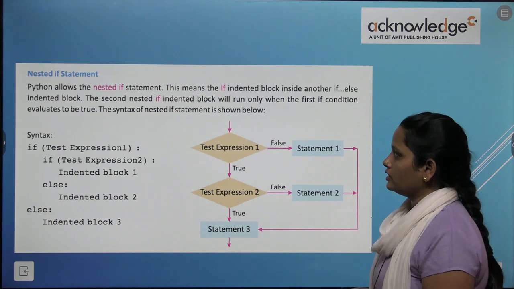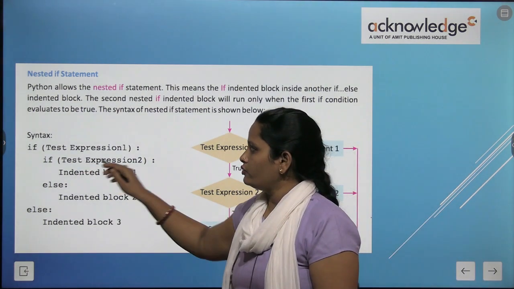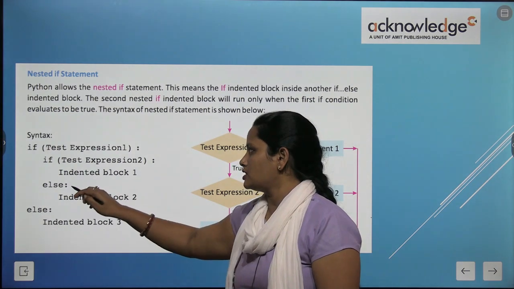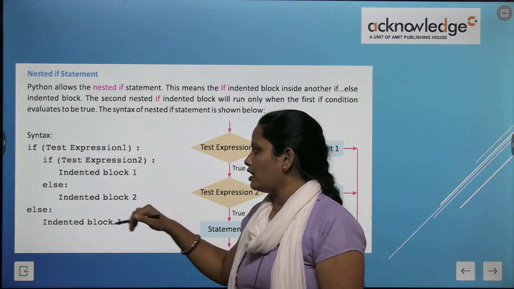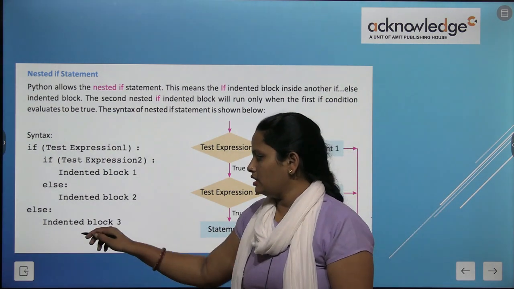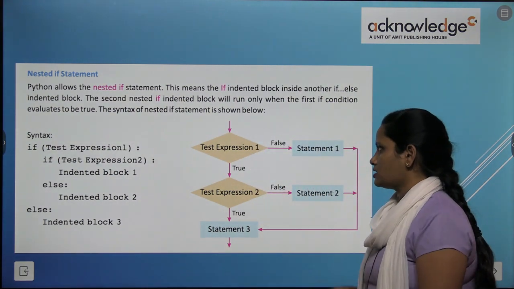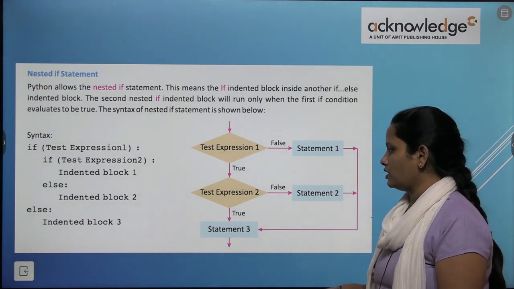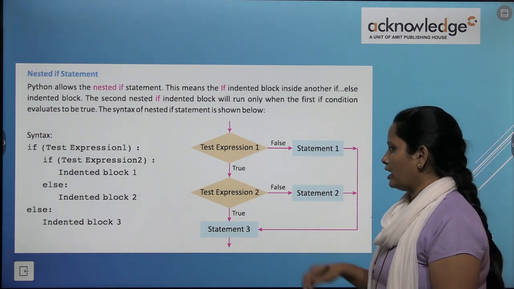The syntax is given here. If, then the expression is here. If, and the second expression is there, then indented block will run. Else, the indented block 2 will run. And else again here, indented block 3 will run. Here is the syntax. The flow chart given here. Expression 1, expression 2, and statement.